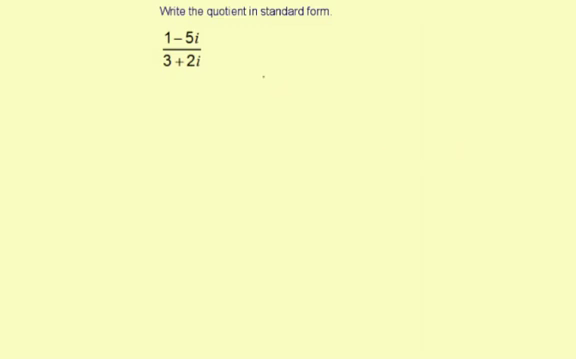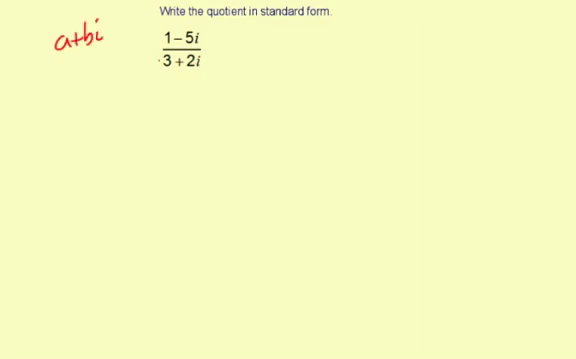Write the quotient in standard form. You have (1 minus 5i) divided by (3 plus 2i). Now notice there's a complex number in the denominator. Standard form does not have a complex number in the denominator, and it looks like a plus bi.